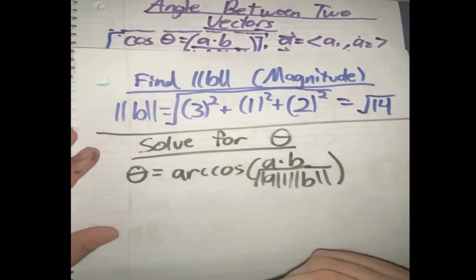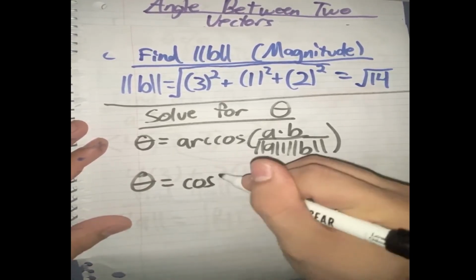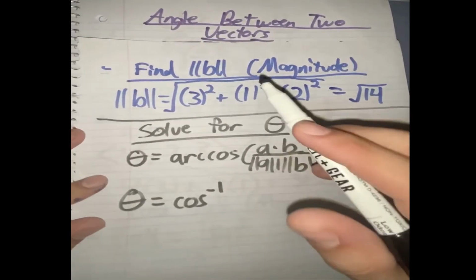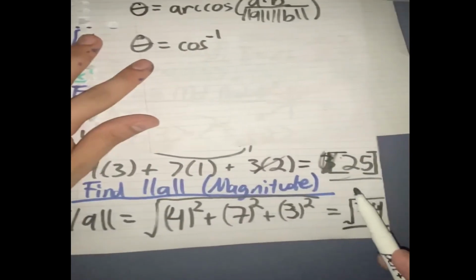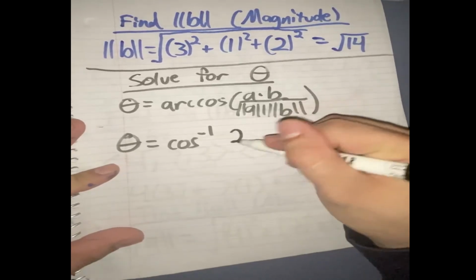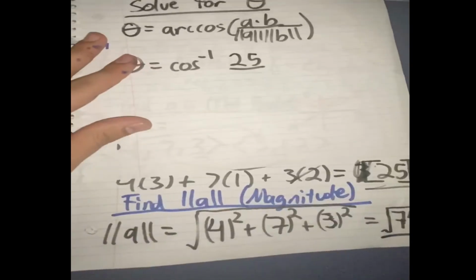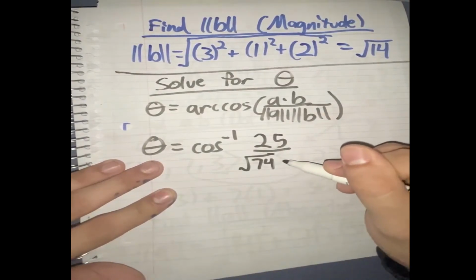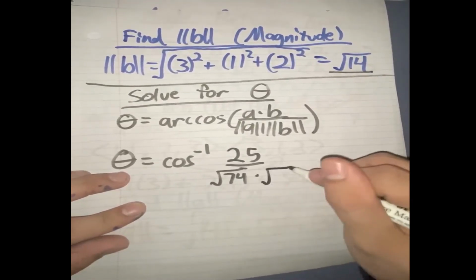So now it's just a matter of plugging in what we have. So theta is equal to inverse cosine. I changed the notation, but it means the exact same thing, of the dot product of A and B. What did we compute for our dot product of A and B? We found it to be 25. So 25 divided by the magnitude of A, which is the square root of 74, times the magnitude of B, which is the square root of 14.